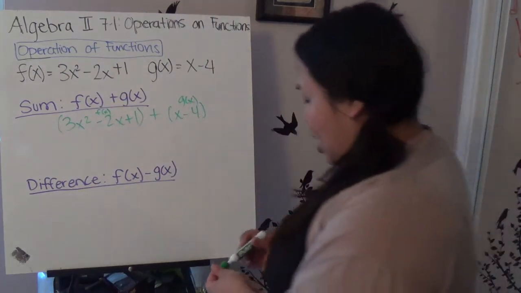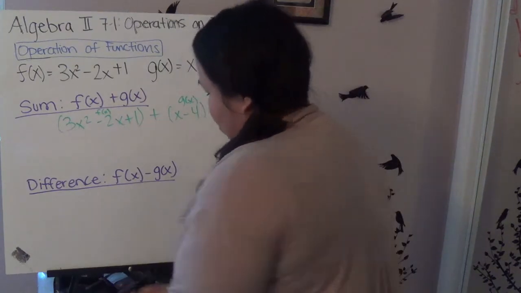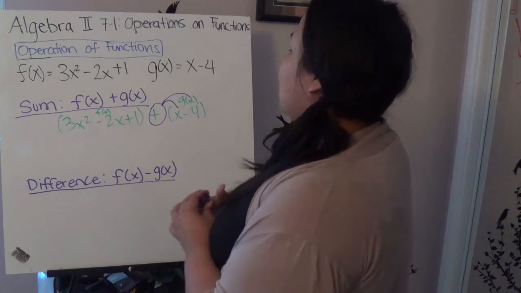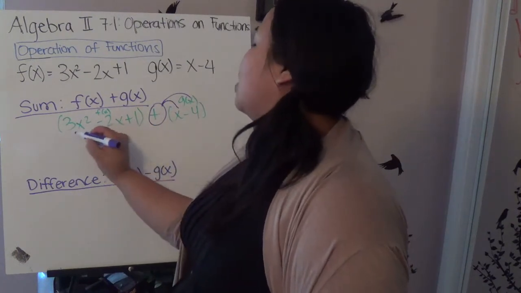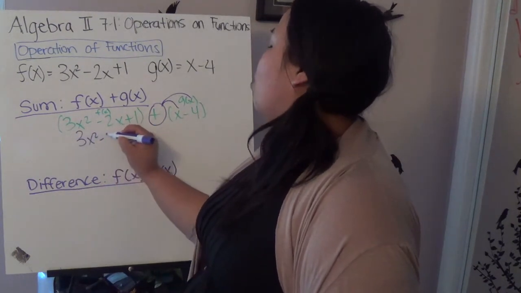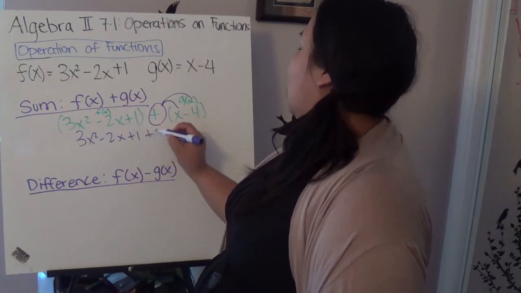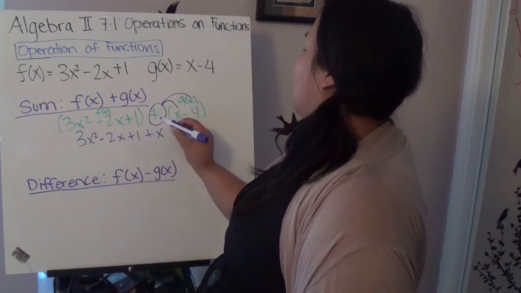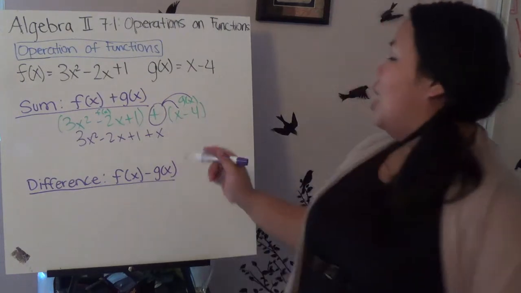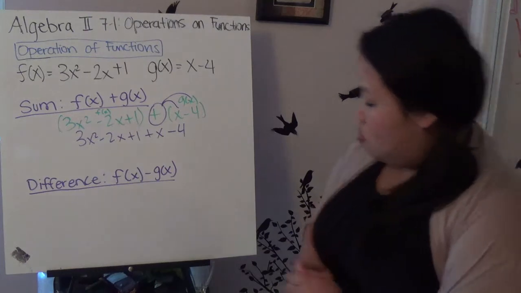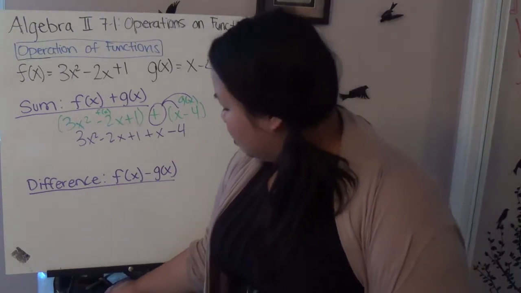So this is f of x, and this is g of x, right? Basically, I need to take whatever's in front here and distribute it to my second equation. Since it's plus, nothing will change, but once I distribute it, I can get rid of these parentheses. So plus x, and then positive times a negative still gives me a negative. From here, all I need to do is combine like terms.